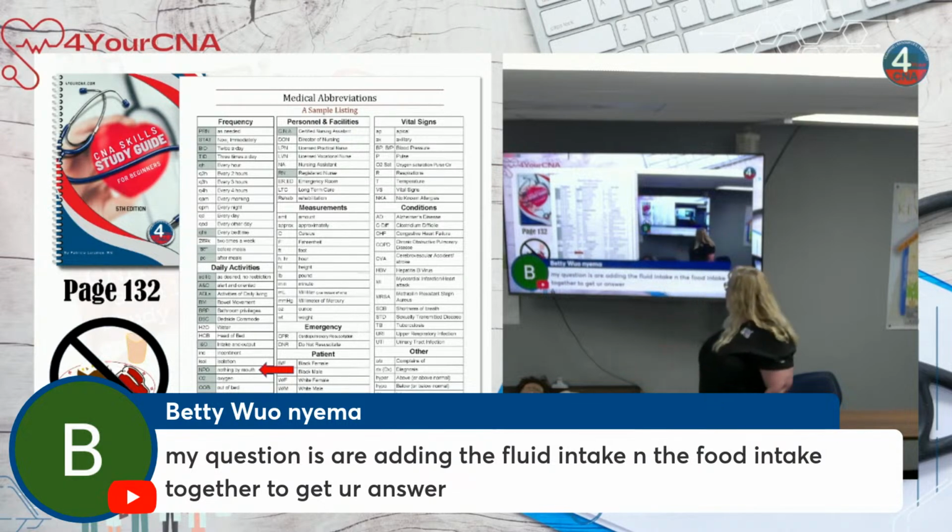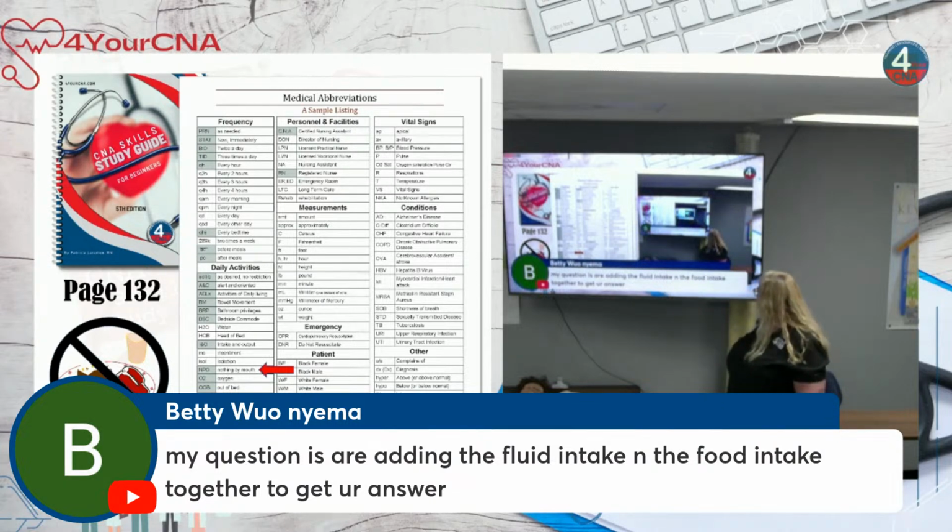My question is, are adding fluid intake and food intake together a good answer? No. Fluid intake is different from food intake. They're 2 different things. So food intake is what the patient ate. That's going to be a percentage. Fluid intake will either be a percentage or a hard number that we have to add up.